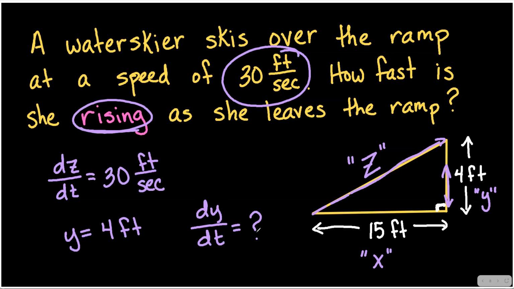So in order to do this, I need to know this length. I need to know what z is equal to as well. So how can I find z? Well, we're going to rely on our old Pythagorean theorem that says in a right triangle, x squared plus y squared equals z squared. Now we're going to take our derivative. Actually, for right now, we're not going to do that. We're just going to solve for z. We need to find that value.